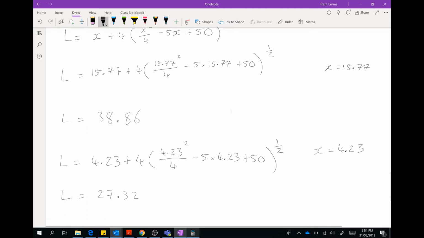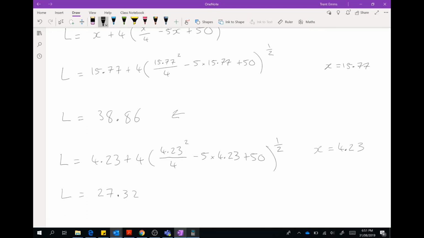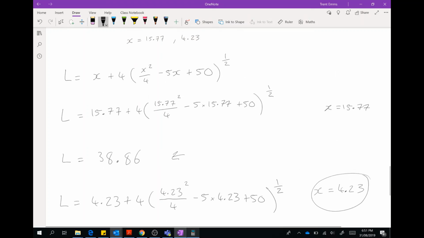So of the two solutions we've got, this one must be the maximum, we don't have to prove it, and this one must be the minimum. And so that's the one we wanted, the minimum length. So when x is 4.23, that must be our solution.